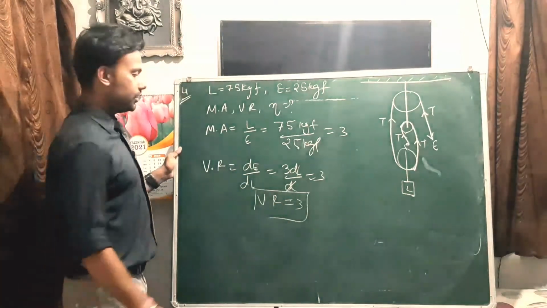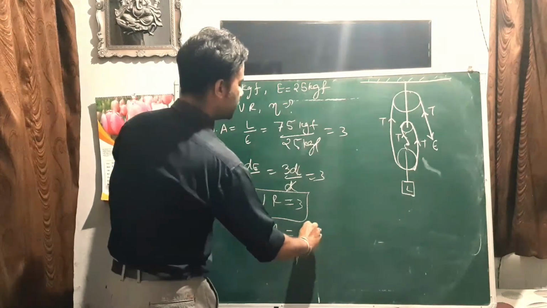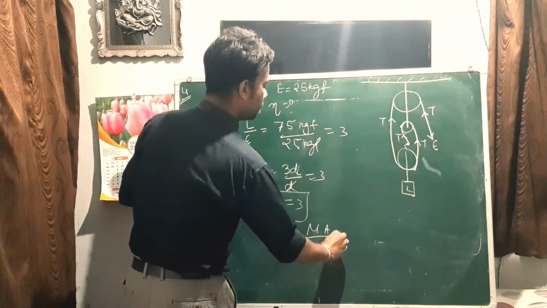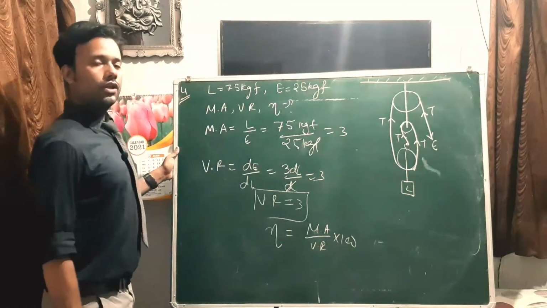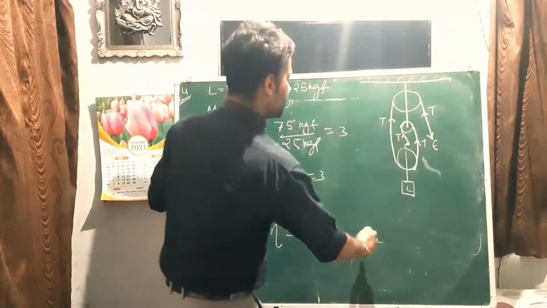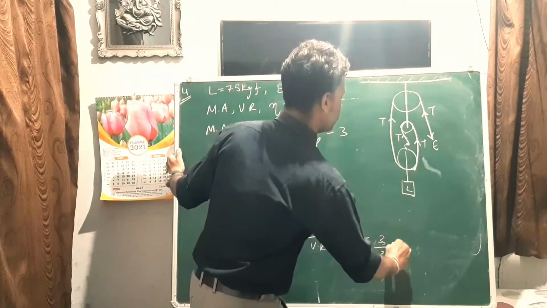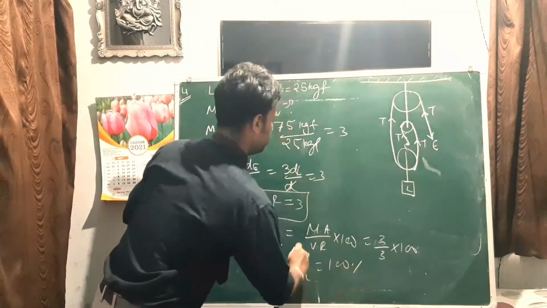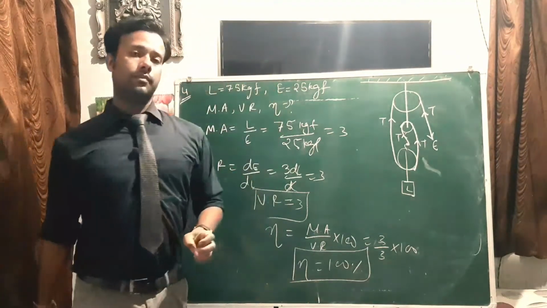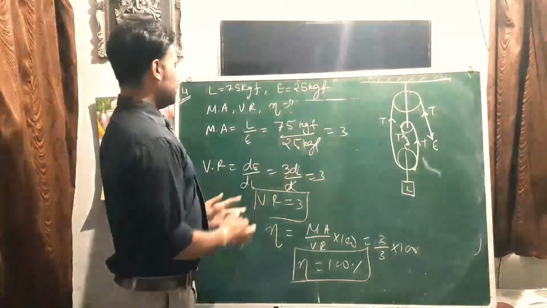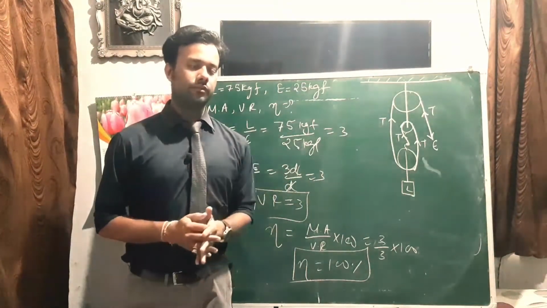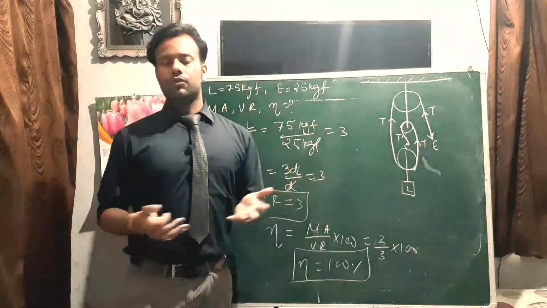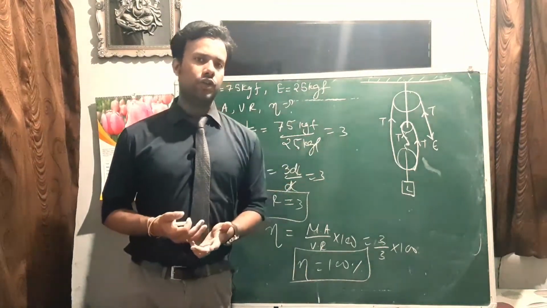Now we are left with the efficiency. So what is efficiency? Efficiency is mechanical advantage upon velocity ratio into 100. So 3 by 3 into 100, that will be 100%. So efficiency will be 100%. Okay. So this question is quite easy because we already have the value of load and effort, so it's quite easy to find the mechanical advantage and the velocity ratio.